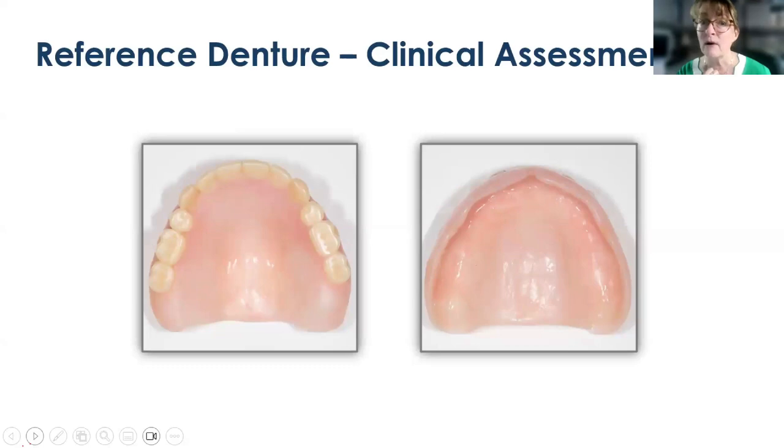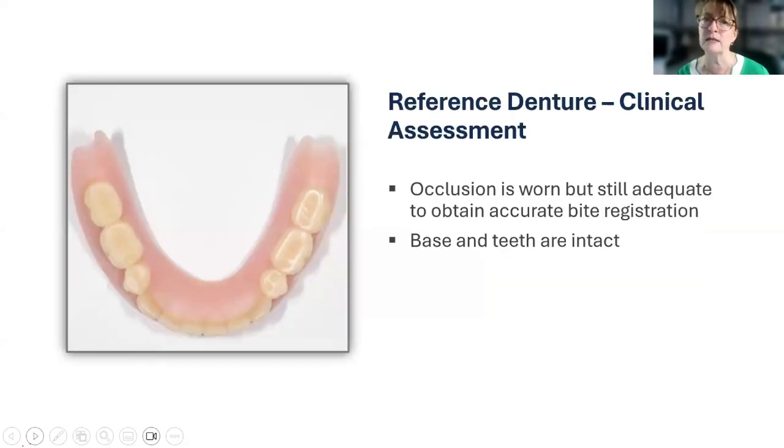So this is the reference denture, right? The maxillary denture's cleaned out. You want to make sure that any reline material or paste or anything is removed from the denture. The occlusion can be worn, as I mentioned. It doesn't have to be aesthetically pleasing because we're really using it as a tray.